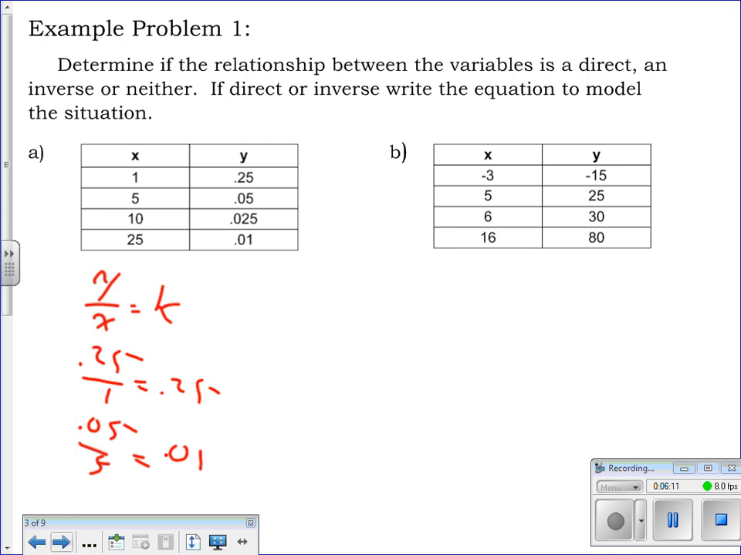So dividing doesn't work. Then I check if I multiply them. If I multiply them, I get 0.25. I multiply these two, I get 0.25. Do I have to check the last one? Yes, you have to check them all. Once you get two that don't match, you're done with the non-matching, but you have to check them all if they're matching. Multiply the last one, I get 0.25. Multiplying works, so that is inverse variation.